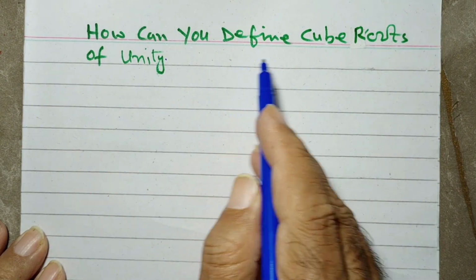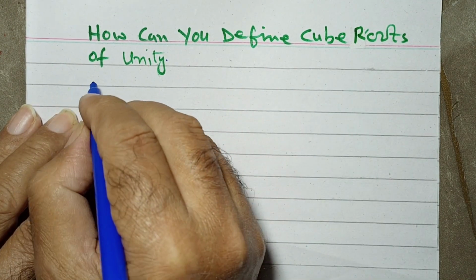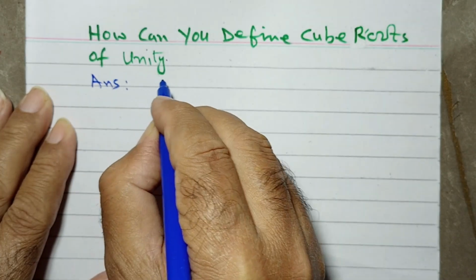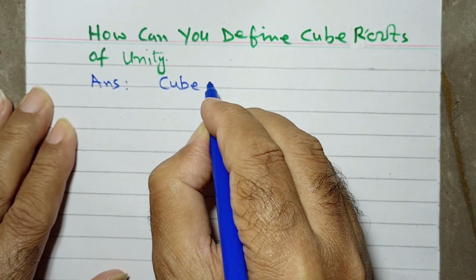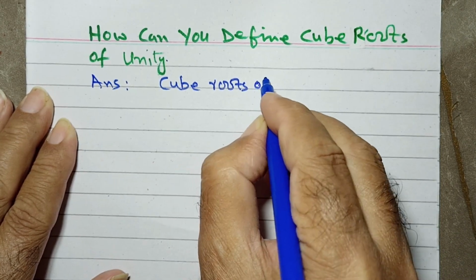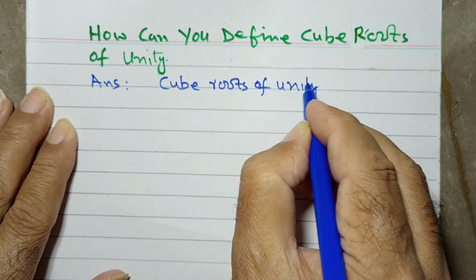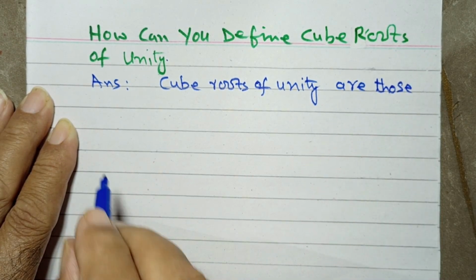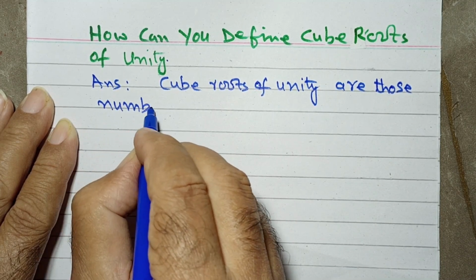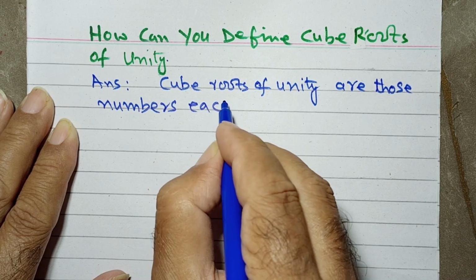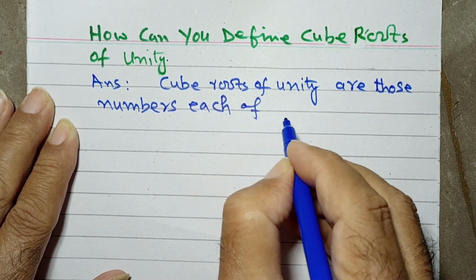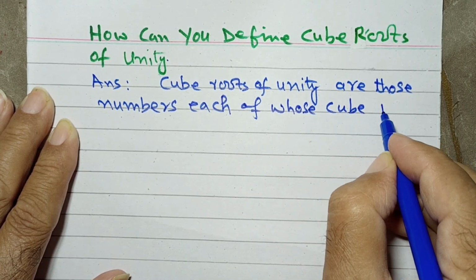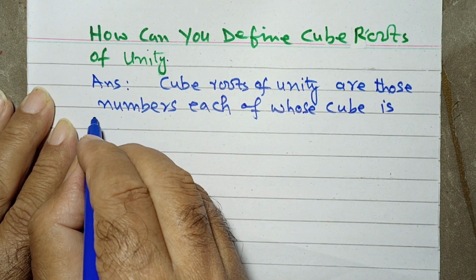How can you define cube roots of unity? Cube roots of unity are those numbers each of whose cube is 1.